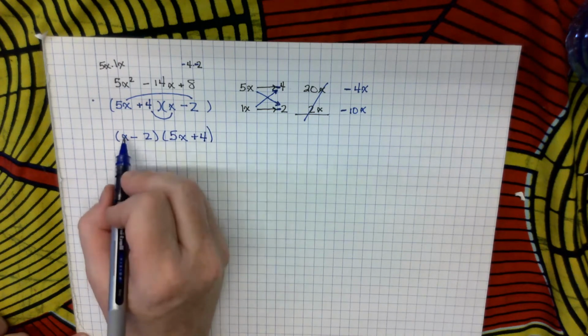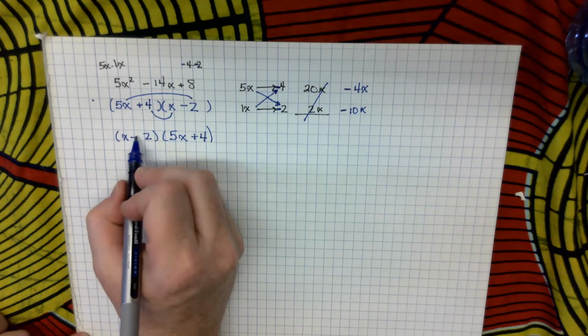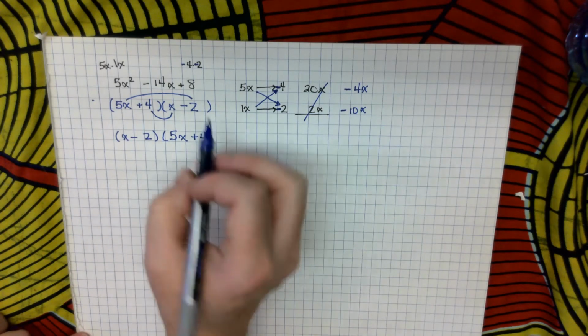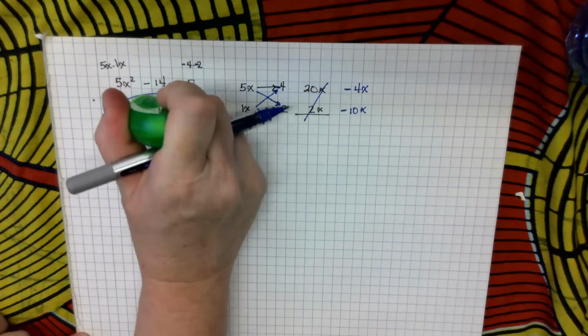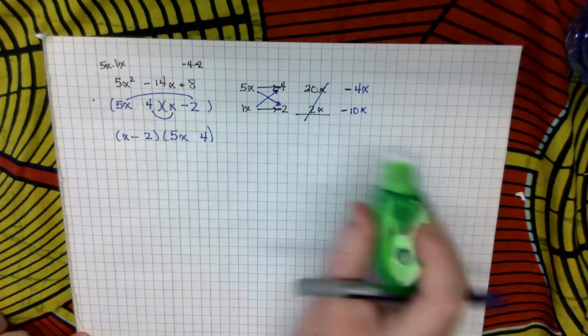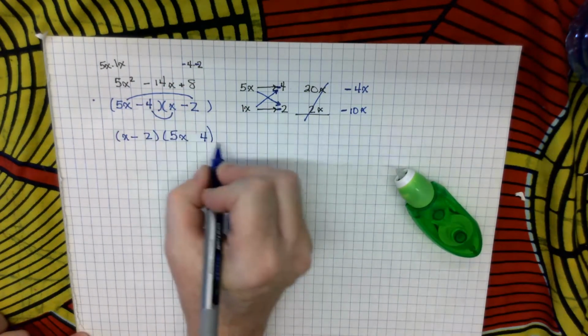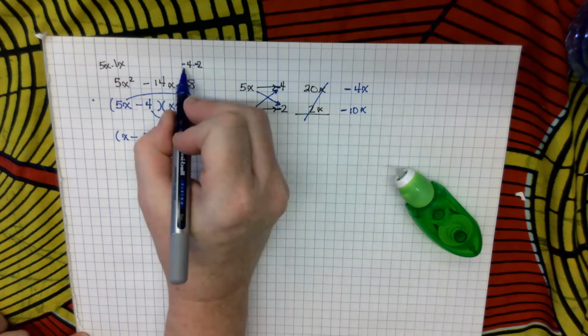So I can check it. 5x squared. Wait, what did I do? Oh, I forgot my minus. Oh my goodness, sorry. This was a negative 4. That's what I did. So this is a negative 4, which I had right there and right there.